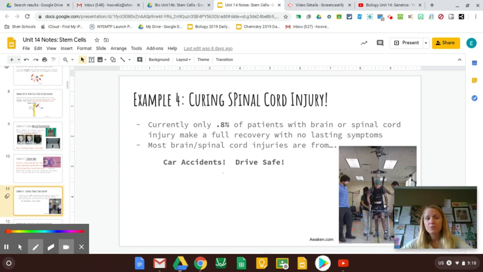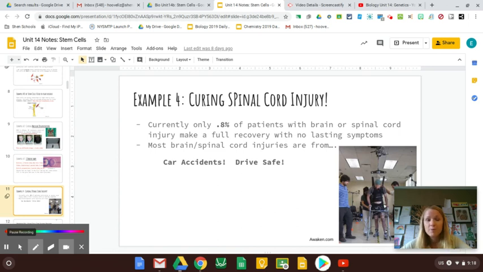Okay, so another cool thing that we're working on with stem cells would be curing spinal cord injuries. So 0.8%, like less than 1% of patients with brain or spinal cord injury make a full recovery with no lasting symptoms. So if someone gets a spinal cord injury, they may be stuck in a wheelchair for the rest of their life, or maybe even their arms don't work. So it's pretty nasty to have a spinal cord injury. It could totally change your life.